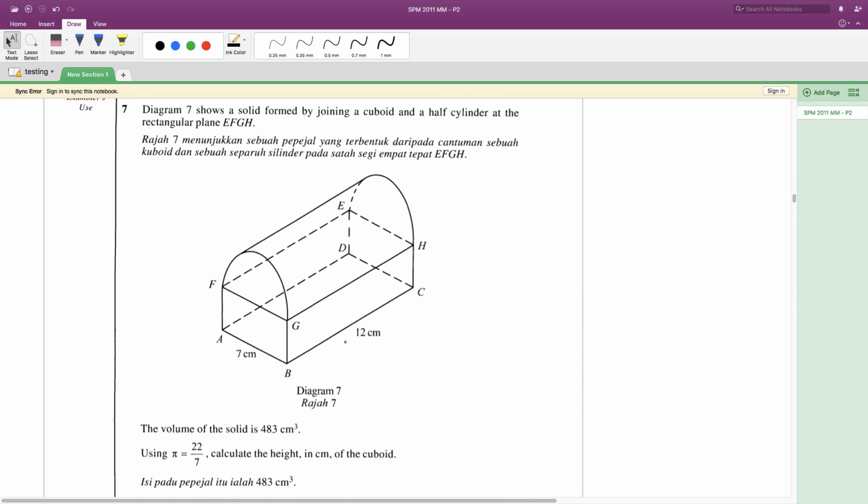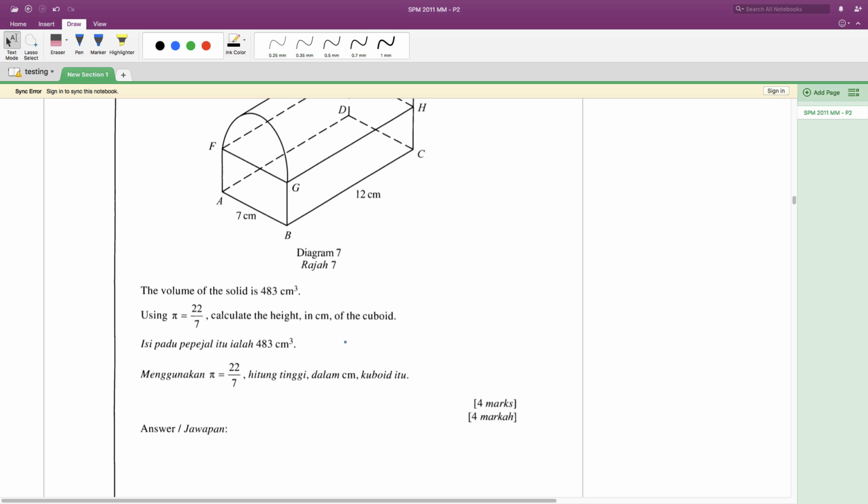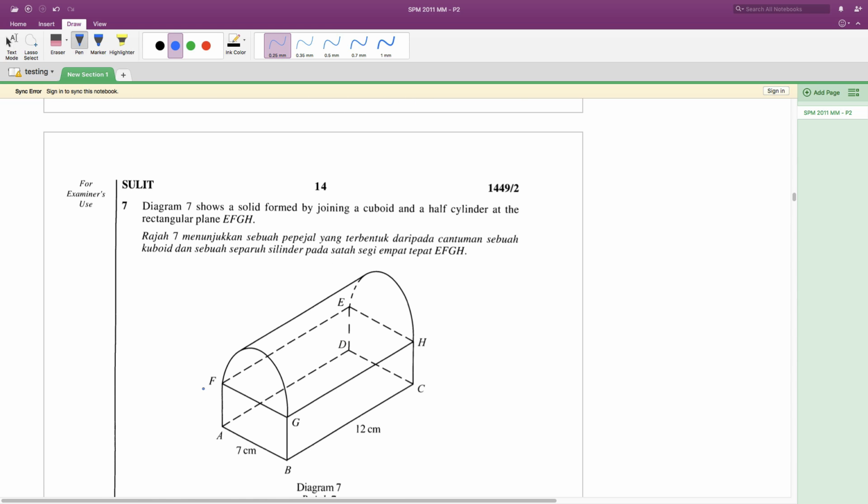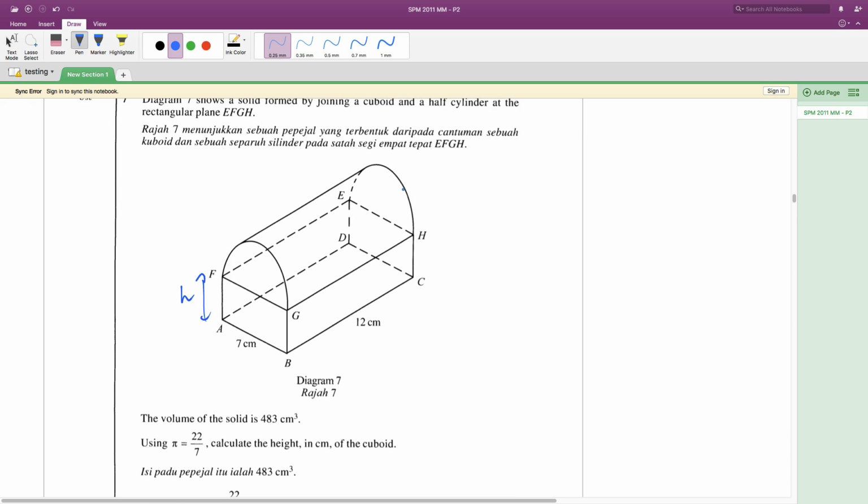Okay, for this one, the question asks you to calculate the height of the cuboid. So basically the question asks you to find this height. Obviously you can see that half of the cylinder is given. The volume for a cylinder is pi r square h. Since this is half, you have to add a half to it because it's not the whole cylinder. And the question says the volume of the whole solid is 483.